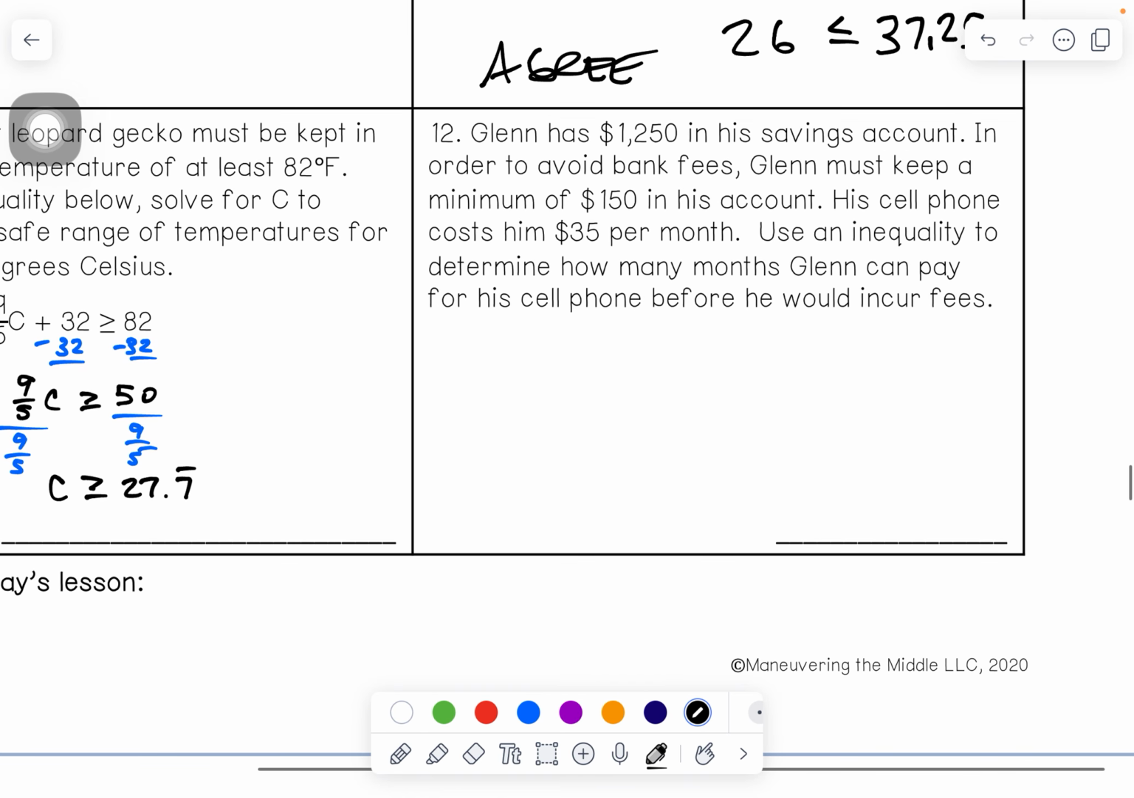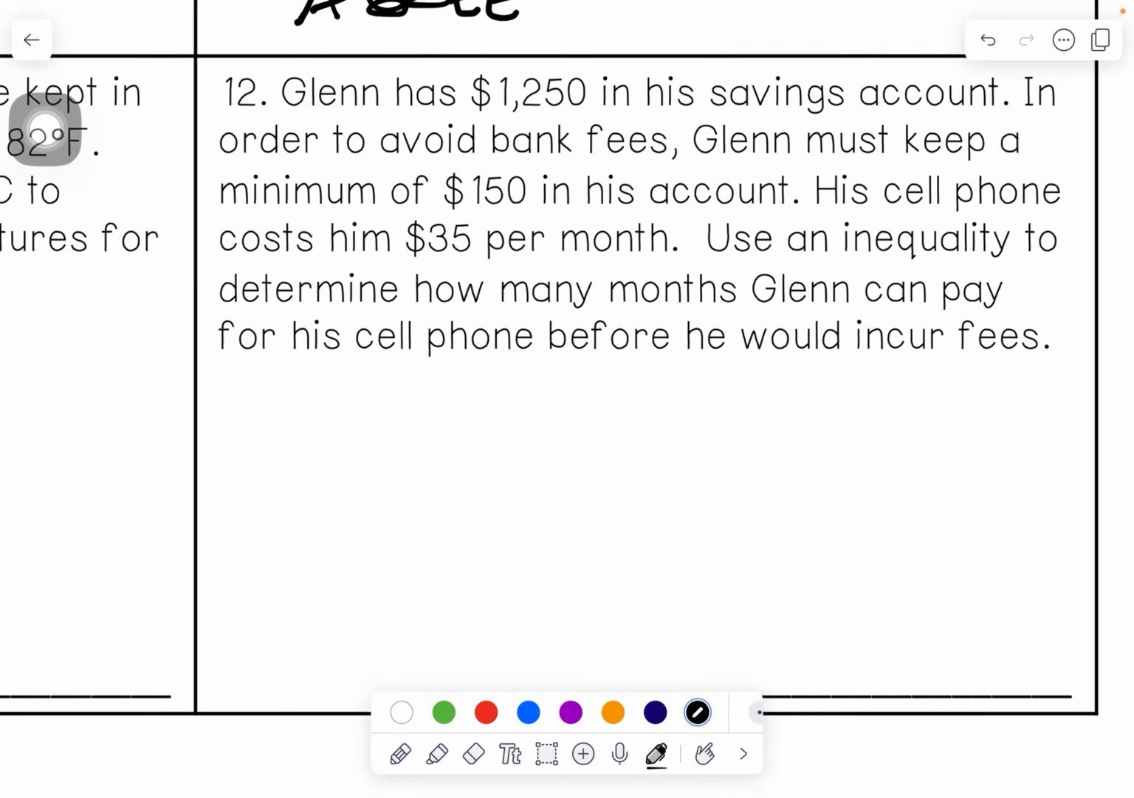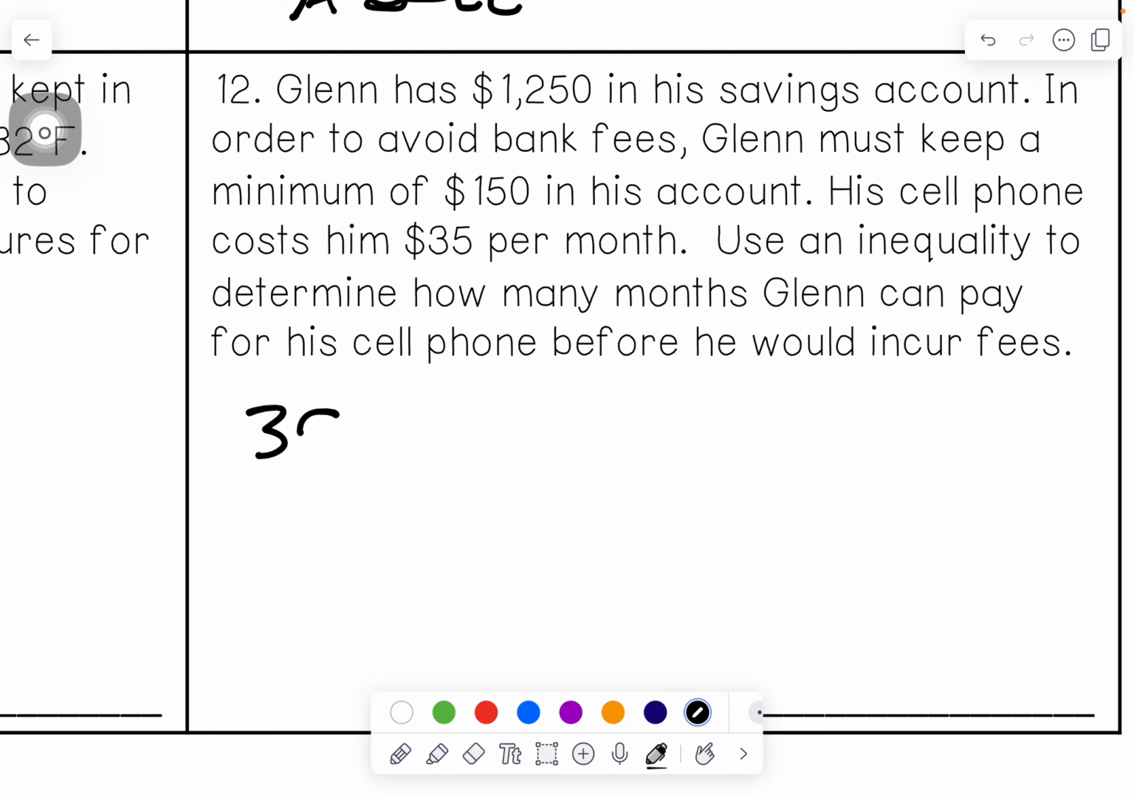All right, Glenn has $1,250 in his savings account. In order to avoid bank fees, Glenn must keep a minimum of $150 in his account. His cell phone costs him $35 a month. Using the inequality to determine how many months Glenn can pay for his cell phone before fees would be incurred. So his $35 per month for his cell phone, so 35 times M, plus the 150, has to stay less than or equal to $1,250, because that's all the money he has to spend.